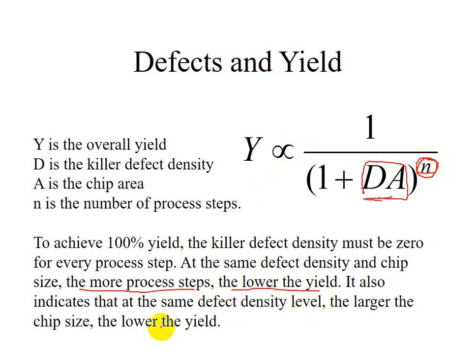It also indicates that if you have the same defect density level, the larger the size A, the lower the yield. So based upon this equation, the killer defect density, the chip size, and the number of process steps have a big influence on the yield.